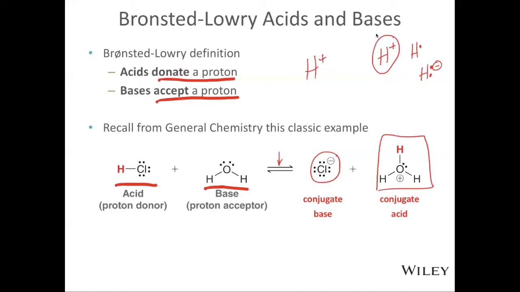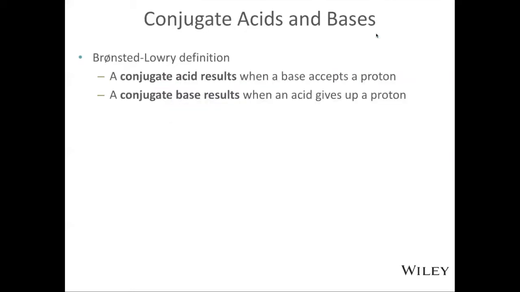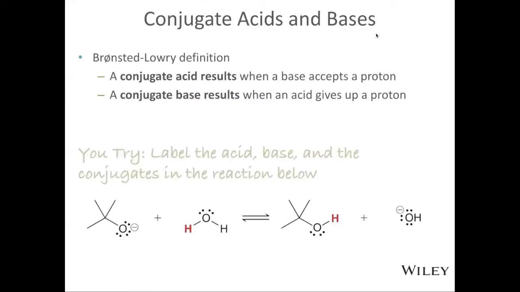And so we have our acid that goes to our conjugate base with the removal of a proton, and we have our base with the addition of a proton that goes to our conjugate acid. A conjugate acid results when a base accepts the proton. A conjugate base results when the acid gives up a proton. So why don't you try? In the following example, label the base, the acid, the conjugate base, and the conjugate acid.